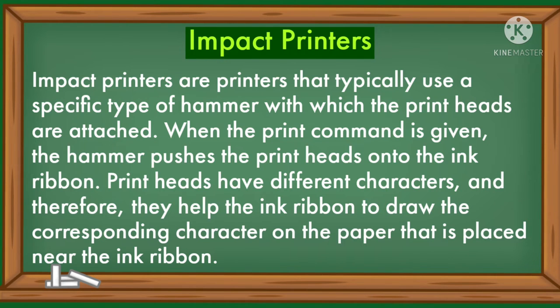Impact printers. Impact printers typically use a specific type of hammer to which the print heads are attached. When the print command is given, the hammer pushes the print head onto the ink ribbon. Print heads have different characters, and therefore they help the ink ribbon to draw the corresponding character on the paper that is placed near the ink ribbon.